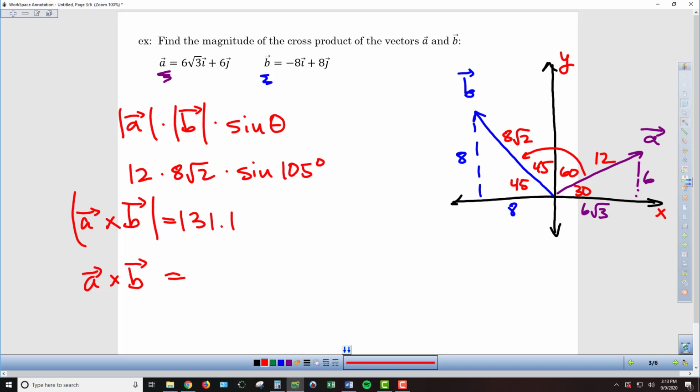And it is going to be up, not down deeper into the screen. The reason being the right-hand rule. If I curl my fingers from A in the direction of B, my thumb is going to be pointing straight up at me, and so that means that the component form of my cross product vector is going to be this 131.1 k, because it has got no x and no y components if it's going to be perpendicular, normal to the plane containing A and B.